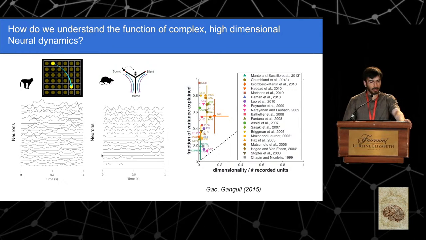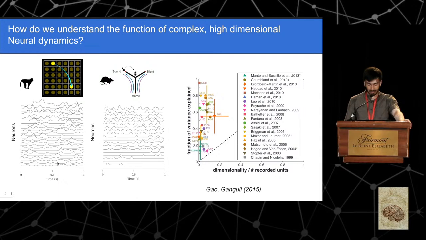However, I would say we still lack the ability to predict from first principles the features or properties that the dynamics within these task-relevant subspaces should have in order to facilitate function. So in other words, we lack a normative approach towards dimensionality reduction, and it's the goal of this work to help bridge this gap.